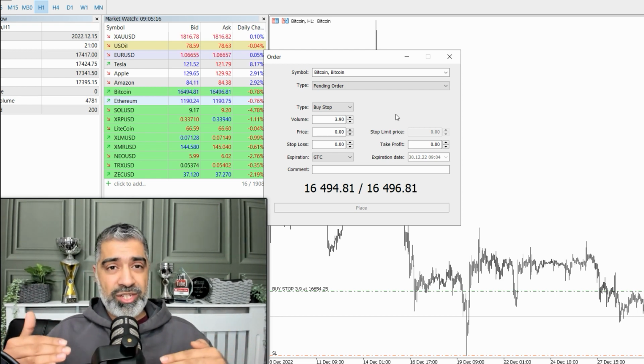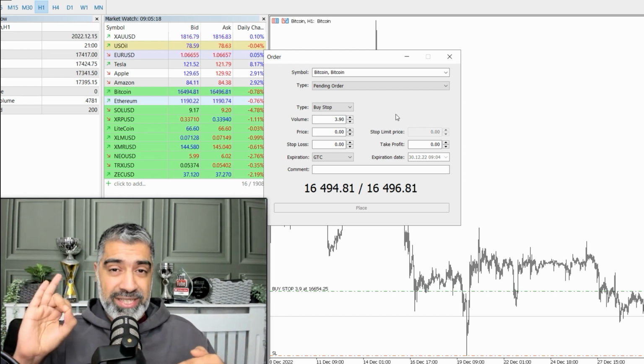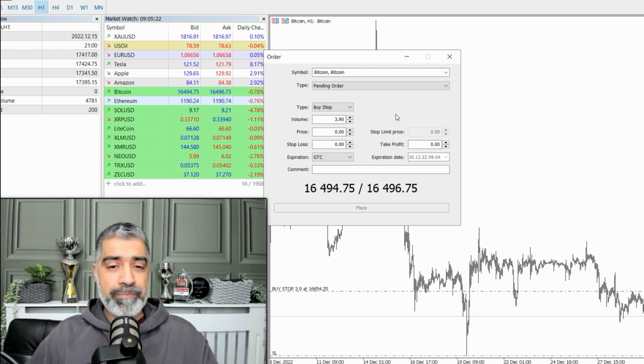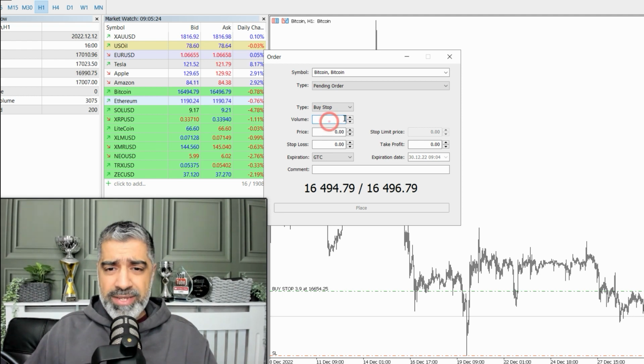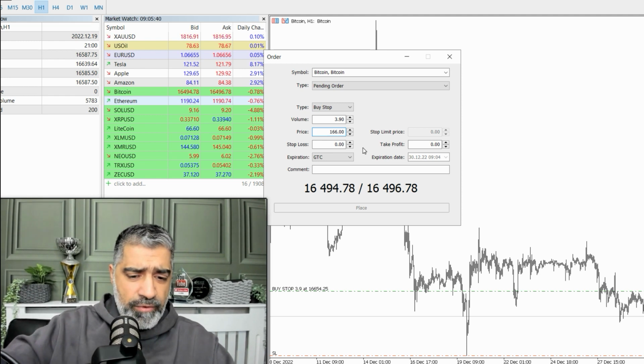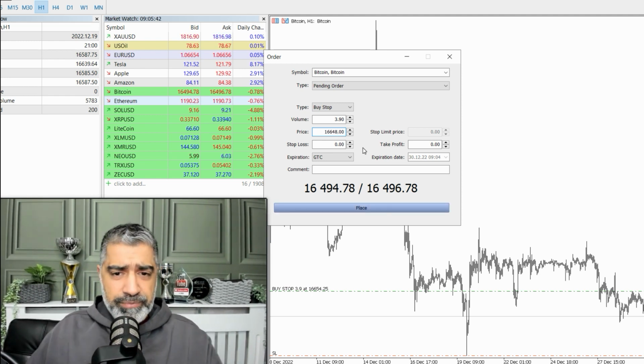So buy stop just says, get me filled into the market at the best price once this trigger price is hit. The volume is the size of the trade. Then the main thing I want to focus on is this part here, the stop loss. So the entry order is above this swing high. It's on 16648. So 16648 will be the entry.